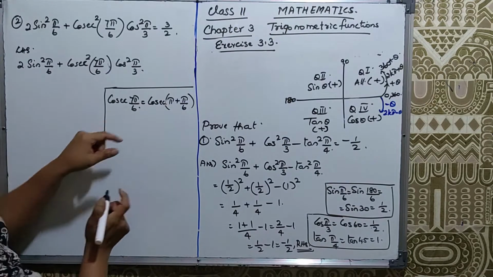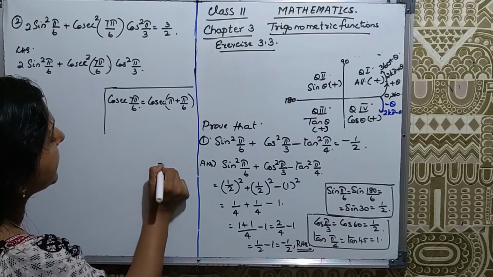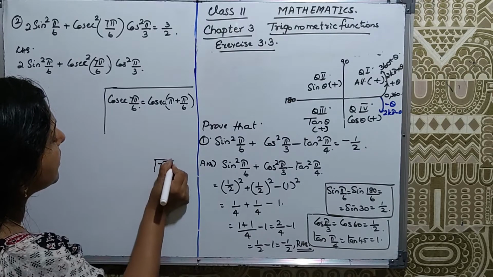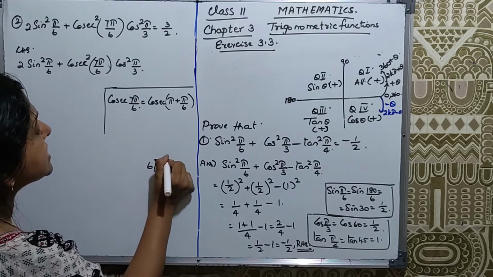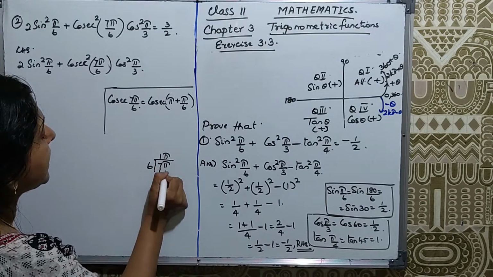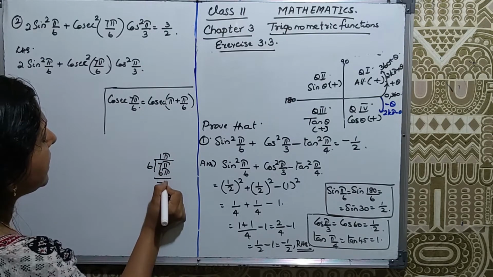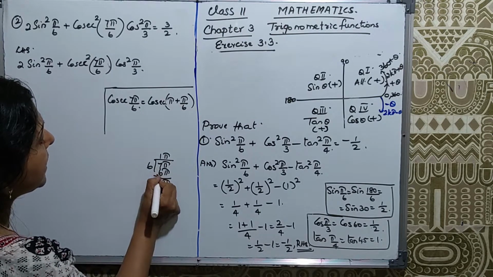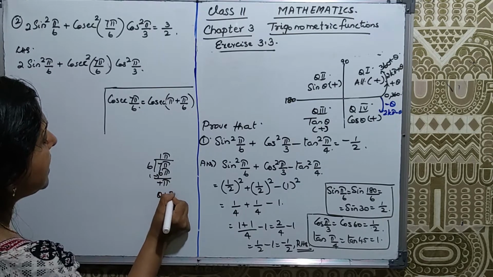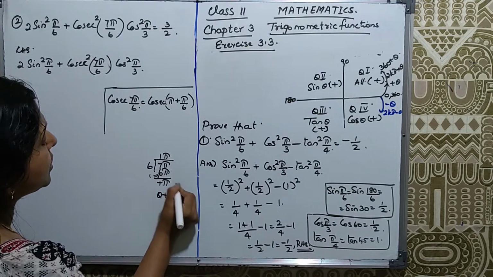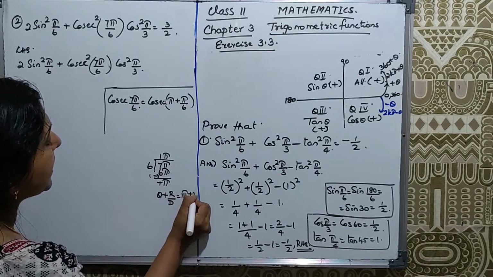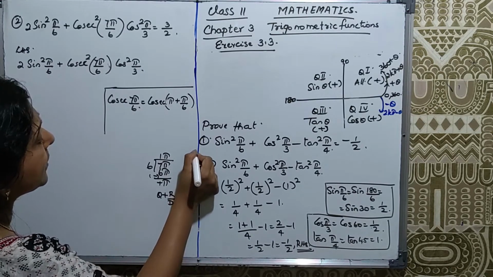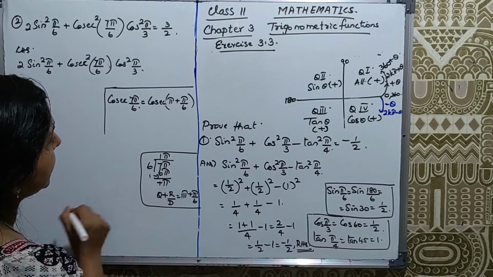How will you get that? 7 pi by 6: you divide 7 pi by 6. 6 into 1 pi is 6 pi. Remainder will be 1 pi. So it will be quotient plus remainder by divisor. Quotient is 1 pi plus pi by 6. In that way you can do. So you got that one.